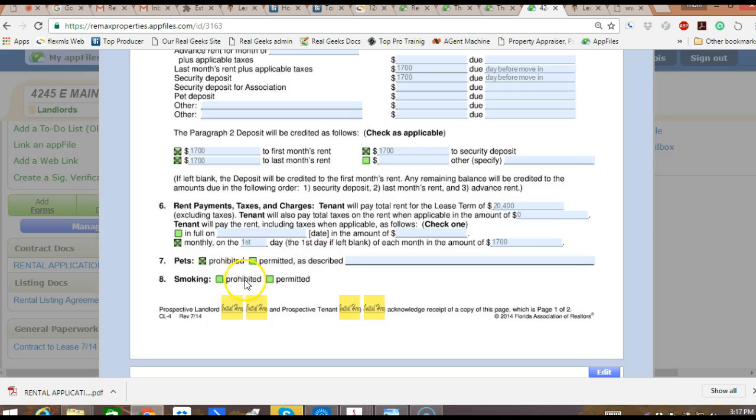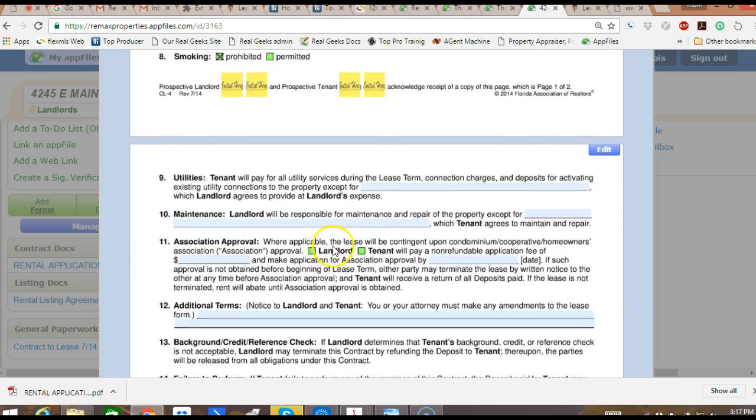Prohibited smoking. Utilities paid for during the lease: connection charges, activating existing utility connection. Property for paying electricity, cable, and lower. Water and be responsible for maintenance and repair of the property except for.